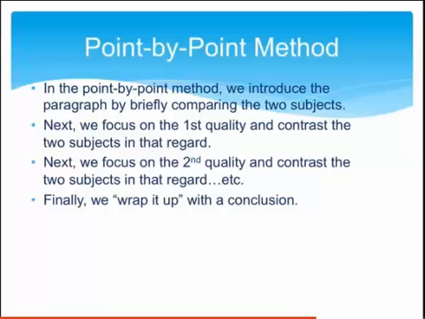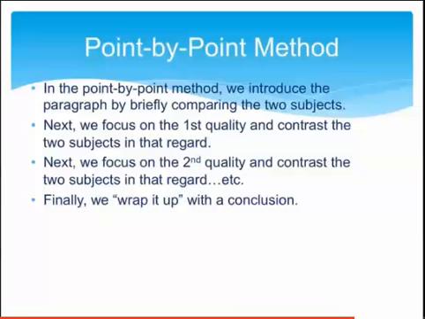Now we're going to go into point-by-point method. In a point-by-point method, we start the same way. We have a topic sentence, we have a sentence or two of comparisons, and then maybe a transition sentence. Then we focus on the first, not the first object, the first quality, such as the artistic side of the object, and we talk about how beautiful or decorated the porcelain cup is versus the paper cup.